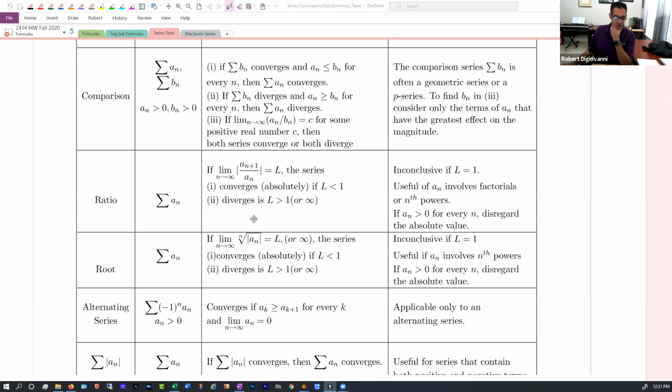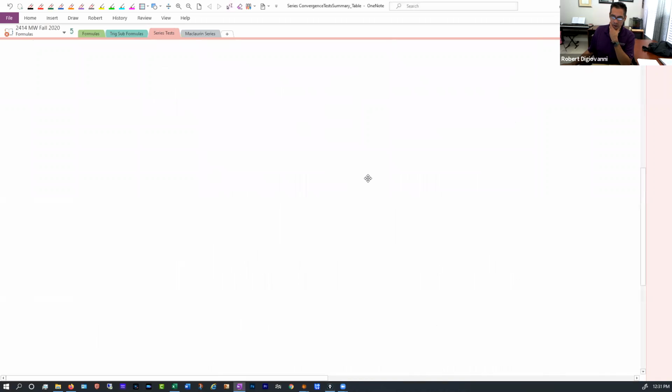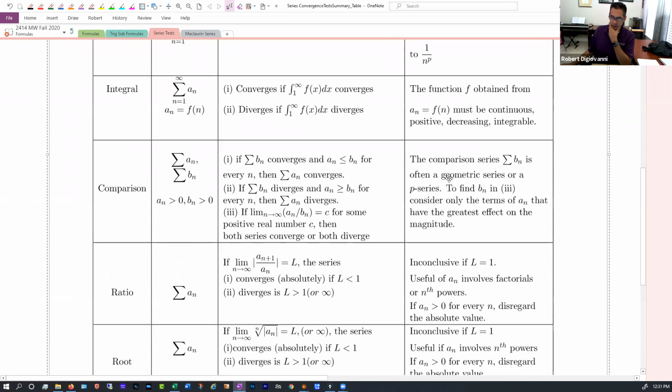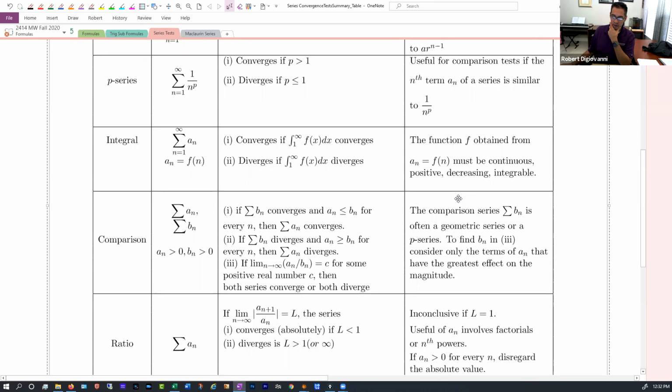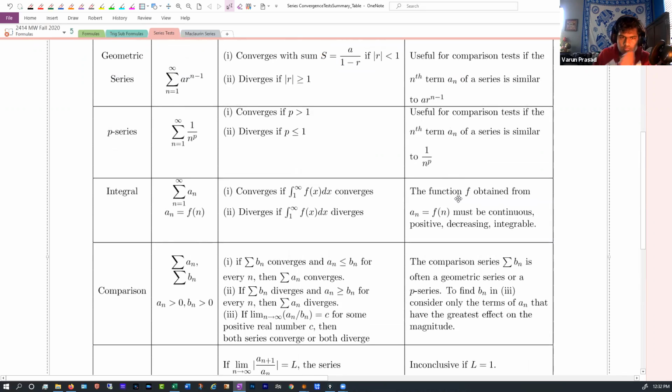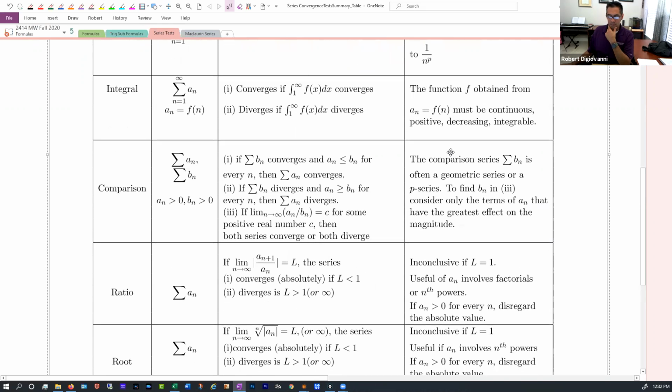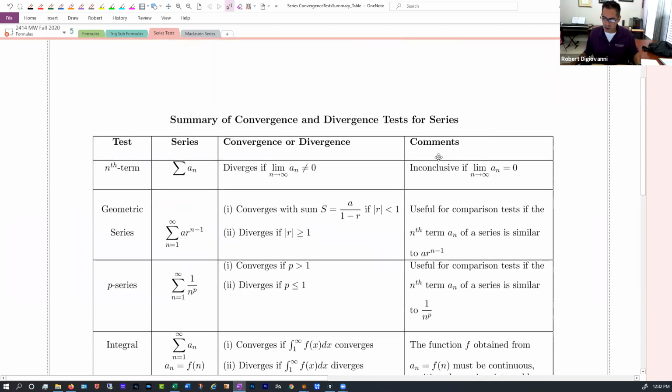Now, each of these tests do have little hints next to them, like the comparison series is often a geometric series or a P series. So they do give you little hints and tips over here as to maybe when you want to use them. Like this one right here, P series, useful for the comparison test if the n term is similar to 1 over n to the p. But there's nothing hard concrete that says use this every time you see this, right? It's just kind of like hints or comments is what they call them here.